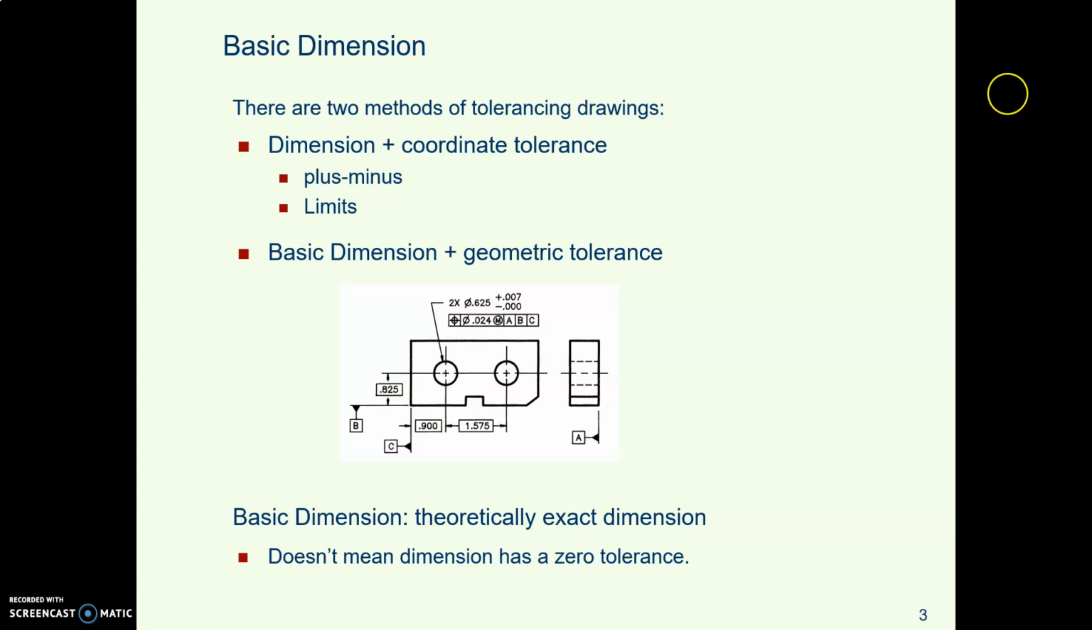So how does basic dimensioning fit in here? There are 2 ways we can tolerance a drawing. One of them is the good old coordinate tolerancing, where we use plus, minus, or limits tolerances. We're familiar with that. The other one is geometric tolerancing, where we use basic dimensions and geometric tolerances together in pairs.